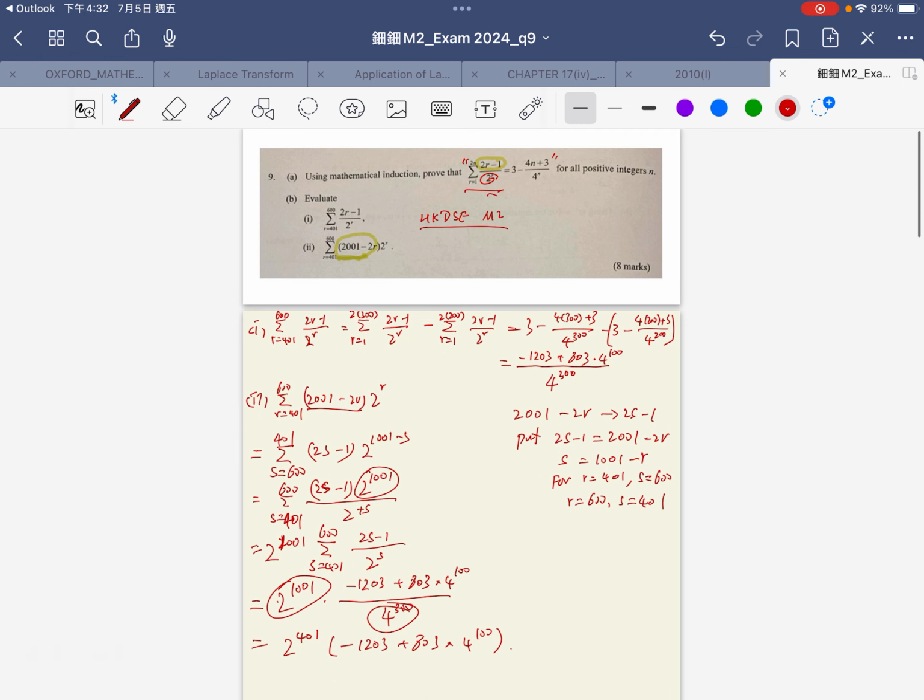I hope that you can enjoy this question. Actually, this question is not easy, and there are so many technical steps to overcome the problem. This is actually the characteristic of the exam in Hong Kong, in HKDSE. The question looks very simple, but actually it is very technical.